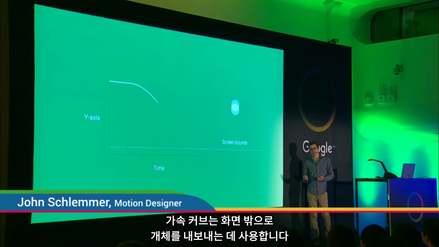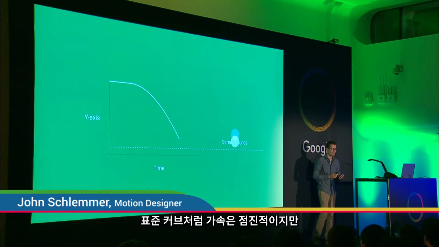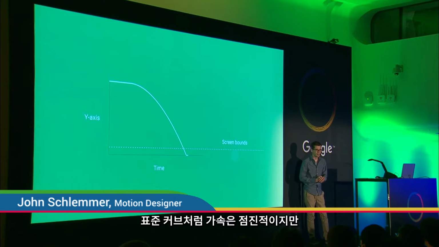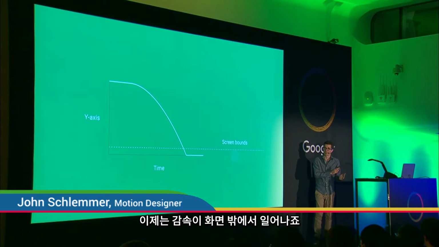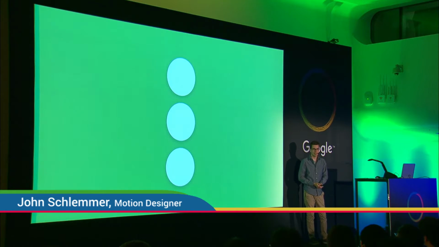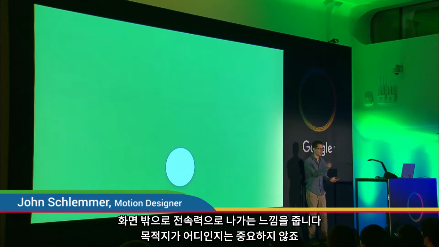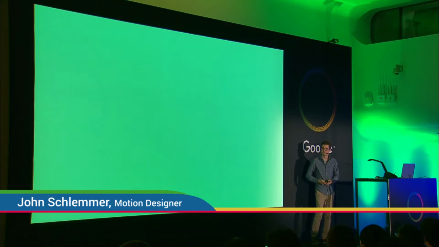The acceleration curve is used for objects exiting the screen. So the acceleration is gradual, just like the standard curve, but this time the deceleration is instant, since this is the part that happens off screen now. This gives the illusion that it's zooming out of the screen at full speed, and we don't really care where it ends up.